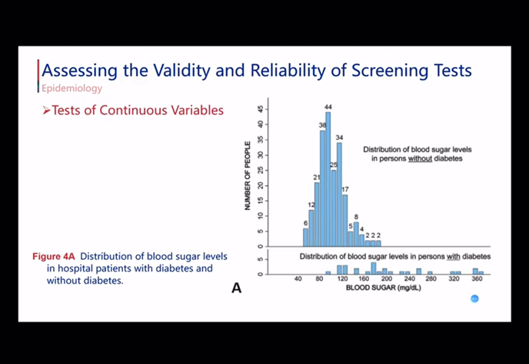Figure 4a shows the distribution of blood sugar levels in hospital patients with diabetes and without diabetes. The number of people with diabetes is shown for each specific blood sugar level in the upper distribution for persons without diabetes. Because of limited space, the number of people for each specific level of blood sugar is not shown in the lower distribution for persons with diabetes.